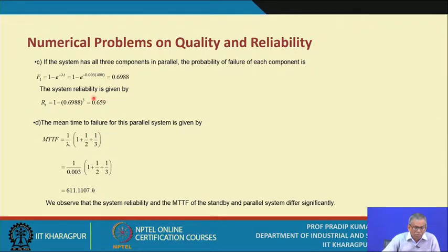So you can compare this value with the reliability of the system with the standby. Is it okay? So the mean time to failure for this parallel system is given by MTTF equals 1 upon lambda times 1 plus 1 upon 2 plus 1 upon 3, and then you get a value of 611.1107 hours. We observe that the system reliability and the MTTF of the standby system differ significantly. Now, MTTF for the standby system was 1000 hours. If you opt for a parallel system, it has come down to 611 hours. Is it okay?